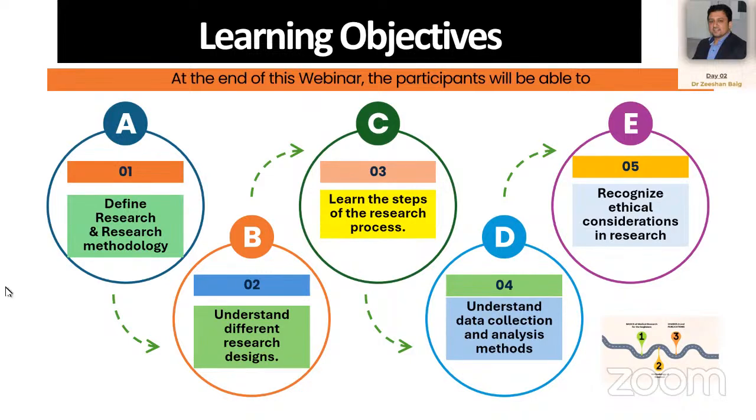Then we have a second learning objective, that different research designs we are going to touch. Steps of research process, they are all interlinked. So I might be touching the steps of research process first. Then data collection and data analysis, I might not be able to cover them today. It's a very vast topic and the cognitive load might be a little more. And then some ethical considerations in research, but I'll try my best to make this webinar very useful for all of you.